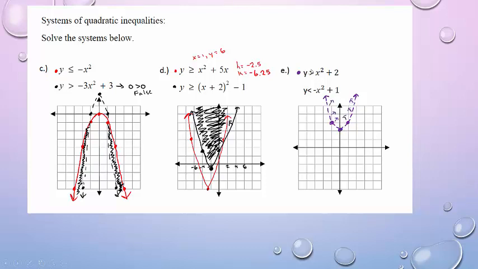And (0, 0) would not pass this test, so I'm using (0, 0) as my test point. It failed, so I would want to shade the region that does not contain (0, 0).